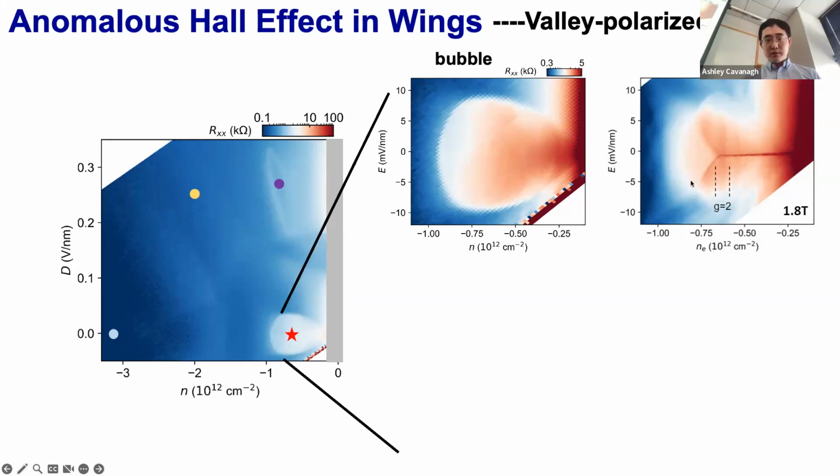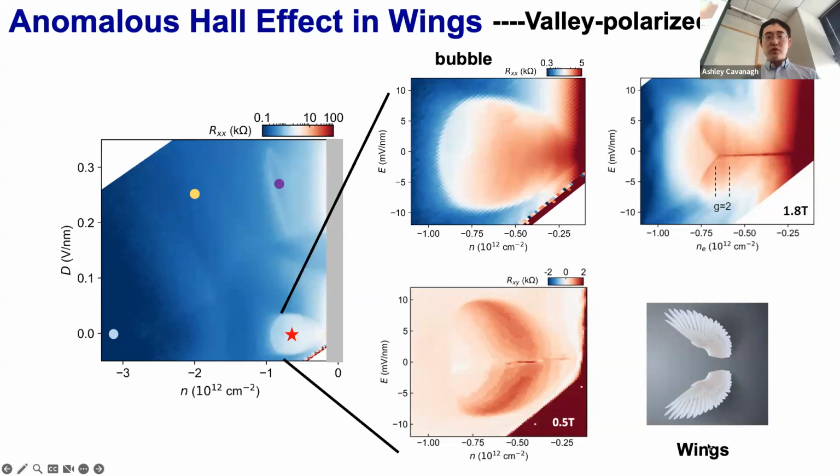Not everywhere in the bubble. Okay, I have to emphasize that. Not everywhere in the bubble, only in part of the region is there quantum oscillation. And I call those regions wings, just based on the shape. At the same time, I can measure the RxY, the Hall resistance. Okay, as you can see in this wings region, not only do I have a degeneracy of 2, I also have a pretty big RxY signal. So now I think these states probably correspond to the valley polarized half metal state.